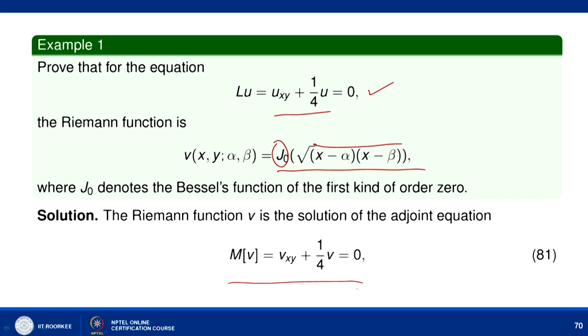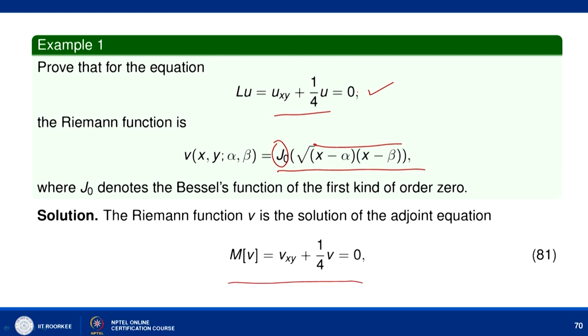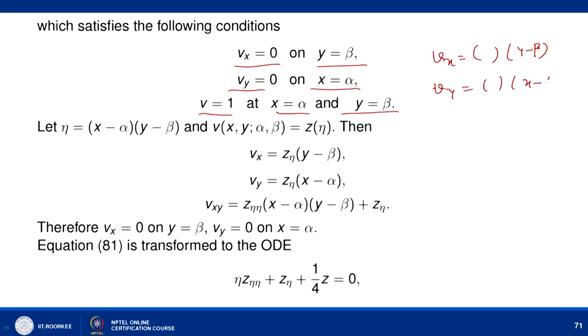Now, we have the initial conditions along with this. Here we do not have the first order derivative, means a is 0, b is 0. So, here we can say that vx equal to 0, which we have assumed in terms of a and b. So, vx equal to 0 on y equal to beta, and vy equal to 0 on x equal to alpha, and v equal to 1 at x equal to alpha and y equal to beta. So, we simply assume that vx is something into y minus beta, and vy is something into x minus alpha.